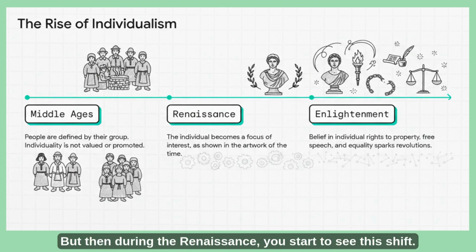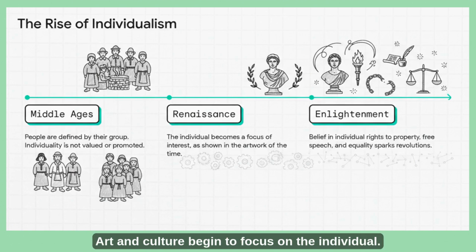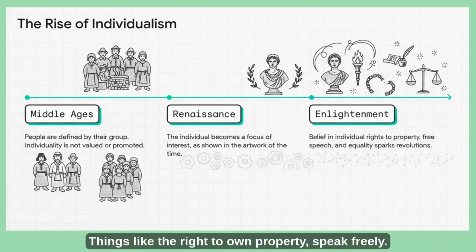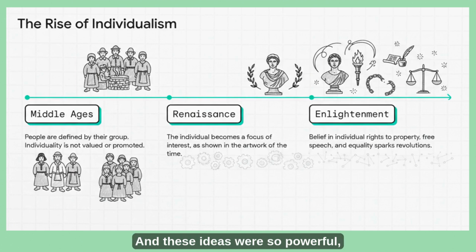But then during the Renaissance, you start to see this shift. Art and culture begin to focus on the individual. And it really takes off during the Enlightenment, when thinkers started saying, hey, wait a minute, people have rights. Things like the right to own property, speak freely, and these ideas were so powerful they sparked actual revolutions.